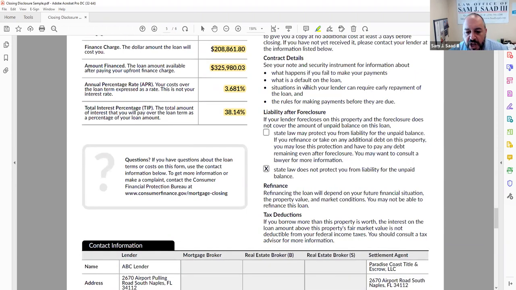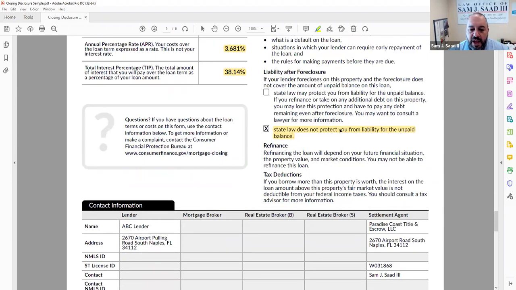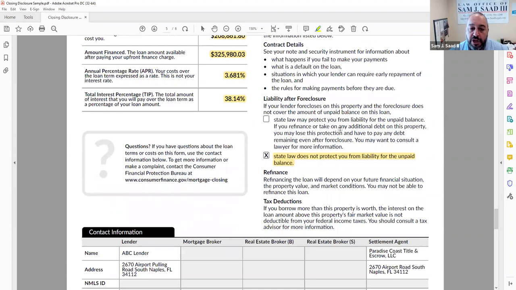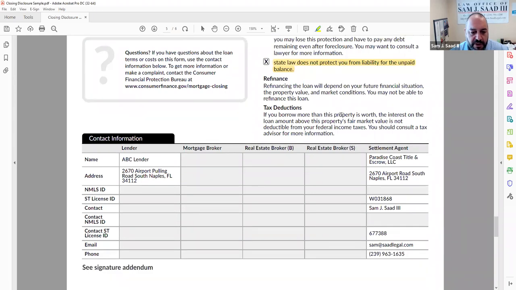Then you have your other disclosures. Important here, state law does not protect you from liability for the unpaid balance. I think some states have some programs that might help. I'm sure there's something in California where you never have to pay your mortgage, but that's a California joke. In Florida, if you don't pay your mortgage, you're going to lose your property. And that's not a joke. A lot of people found out the hard way in the recession.